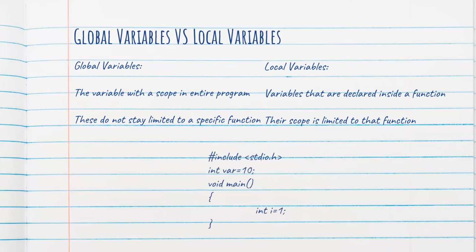Here's an example of a global variable and a local variable. You can see on the second line, int var is equal to 10. Here var is a global variable because it has been declared at the beginning of the program and its scope is present in the entire program. Now we can use this variable anywhere we want. On the other hand, there is another variable present in the main function, and the name of that variable is i. This variable is limited to the main function. We cannot use this variable outside the main function.